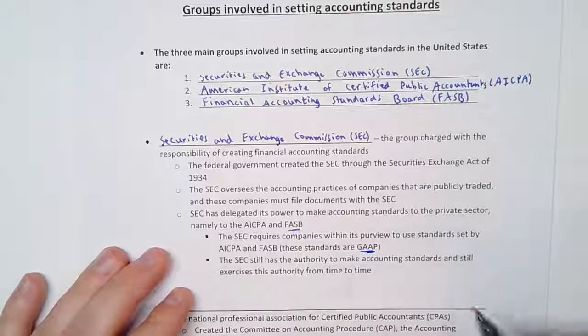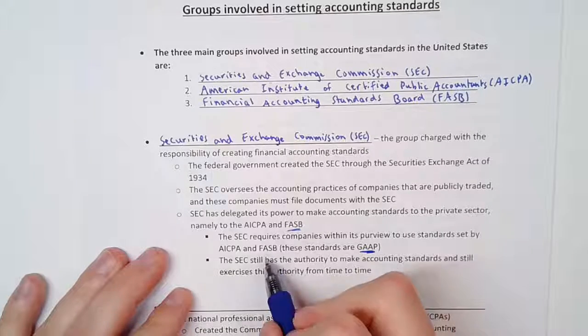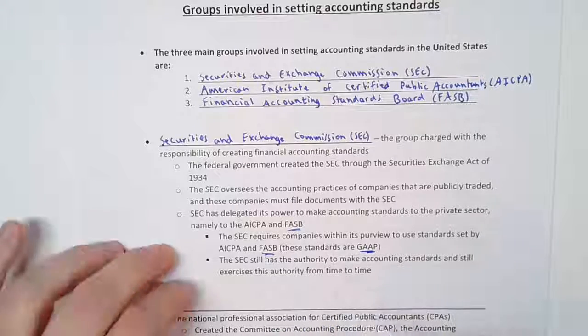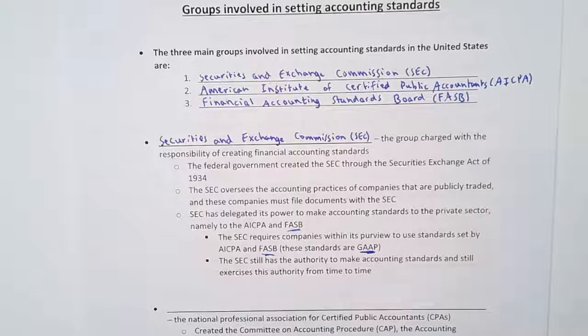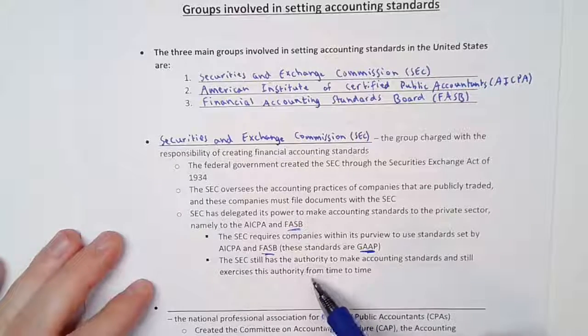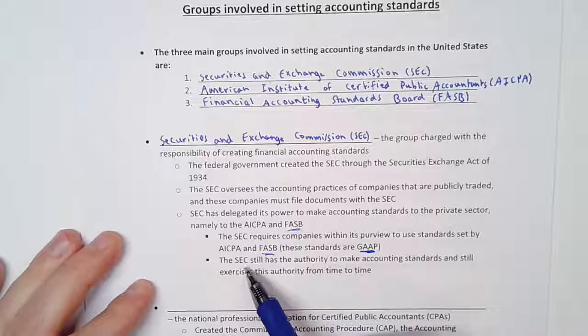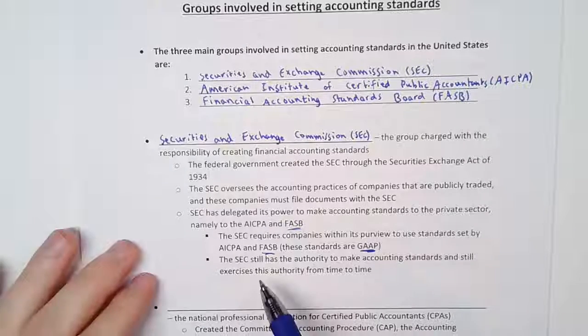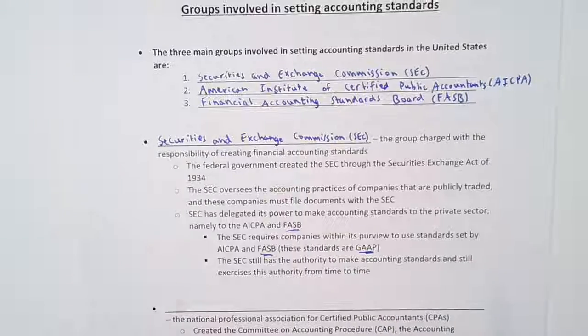These are what we know as GAAP. These are the financial accounting standards, the generally accepted accounting principles, the GAAP. All right, and so basically the way that this works is that the FASB sets most standards nowadays, but the SEC still has the authority to make accounting standards, and they still exercise this authority from time to time. So generally the FASB is setting most rules, but from time to time the SEC does step in and say, okay, we're going to make a rule in this specific area because for whatever reason, maybe they don't like the FASB rule or they don't think it's specific enough. They go ahead and make a rule from time to time for an accounting standard.